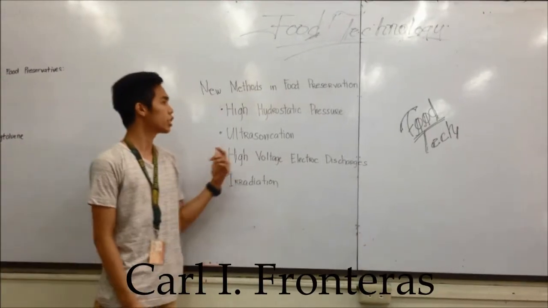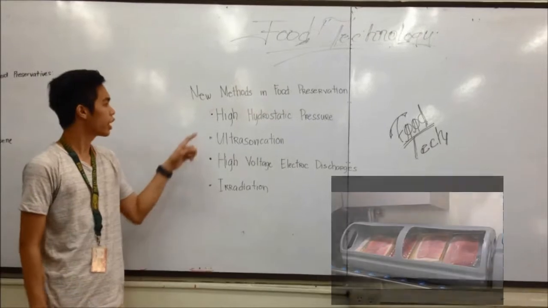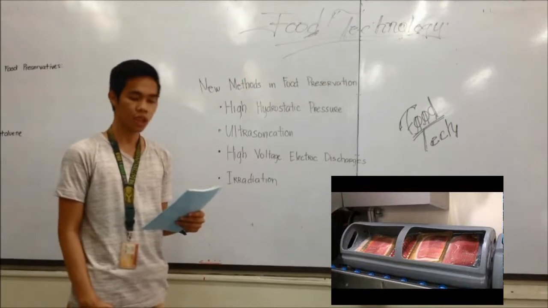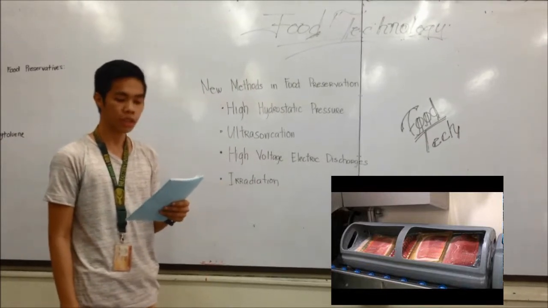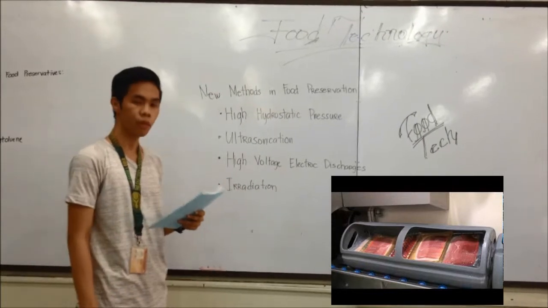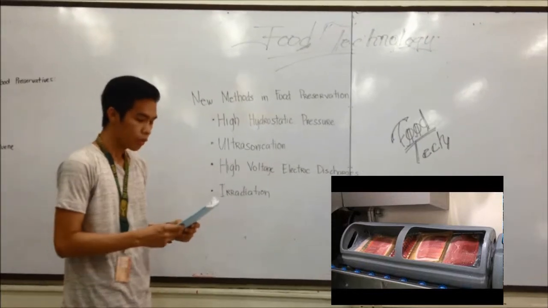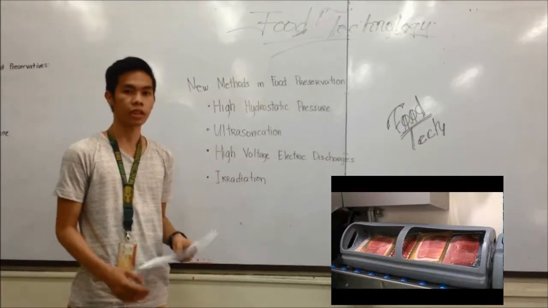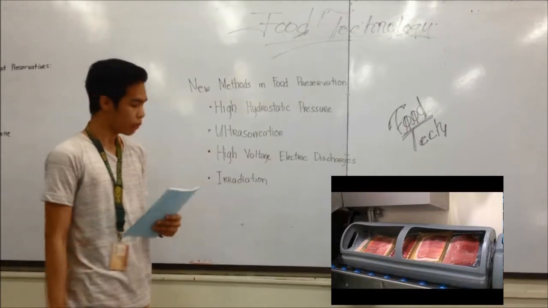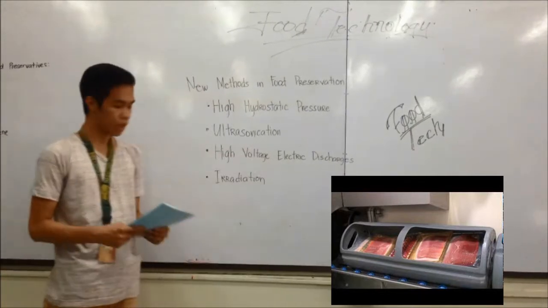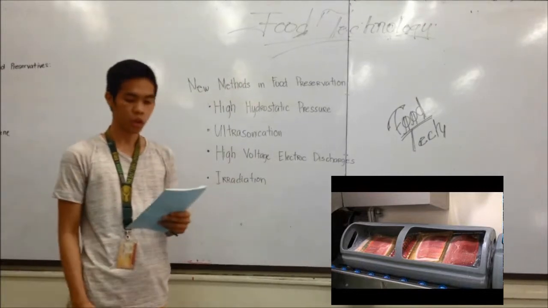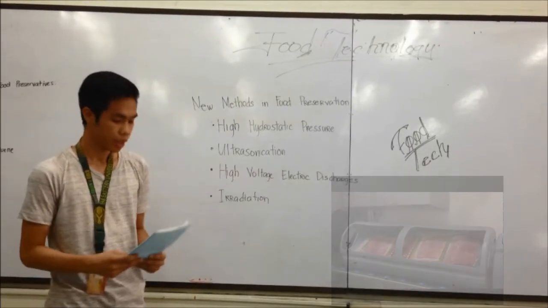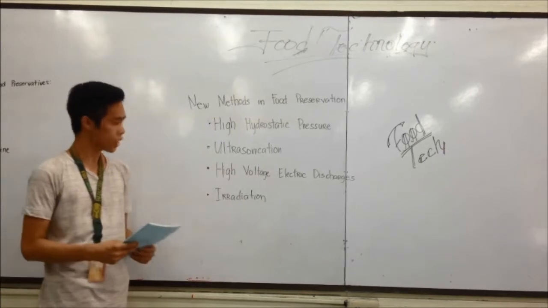These are the new methods in food preservation. First one is the high hydrostatic pressure. The application of high hydrostatic pressure is now well established for non-thermal inactivation of vegetative bacteria, yeast, and molds in food by pressure pasteurization. Vegetative forms of microorganisms are generally sensitive to pressure in the region of 400 to 600 megapascals. The advantage of this method is that it has little effect on small molecules, making the flavor and the odor remain relatively unaltered.